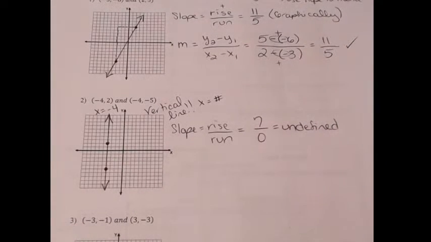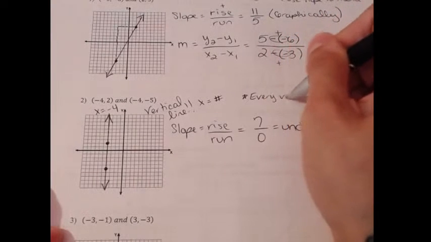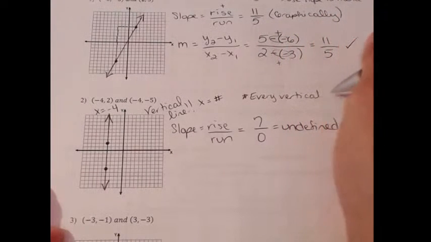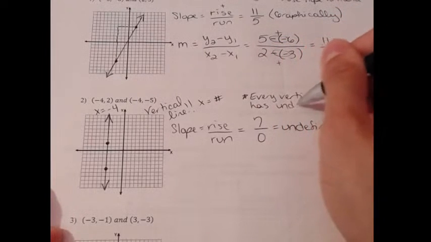So there's a property here, vertical lines, that we have just uncovered. We can write every vertical line has undefined slope.